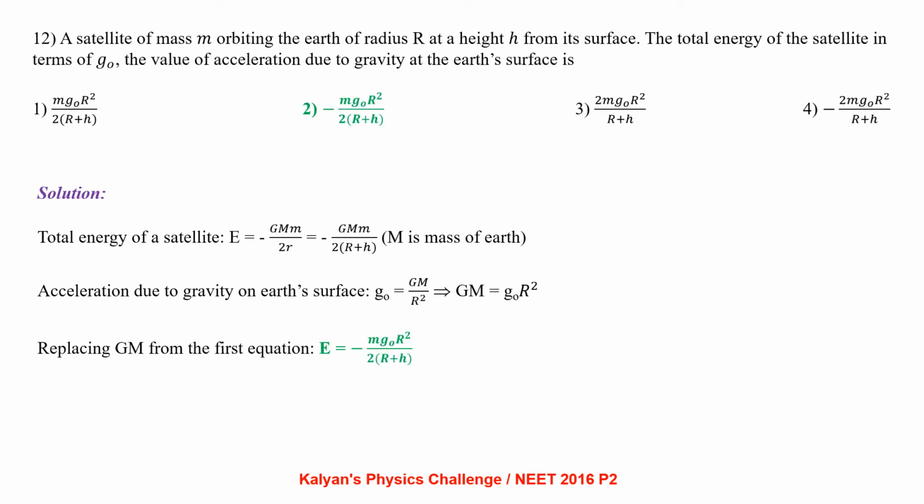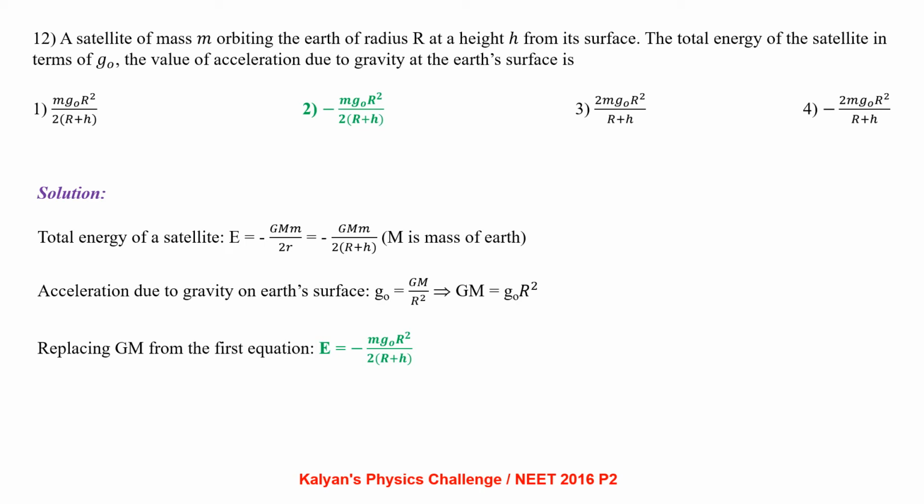A satellite of mass m is orbiting the earth of radius capital R at a height h from its surface. The total energy of the satellite in terms of g0, the value of acceleration due to gravity at the earth's surface, is? The total energy of a satellite orbiting the earth is given by the formula minus G capital M small m by 2r, where capital M is the mass of the earth.